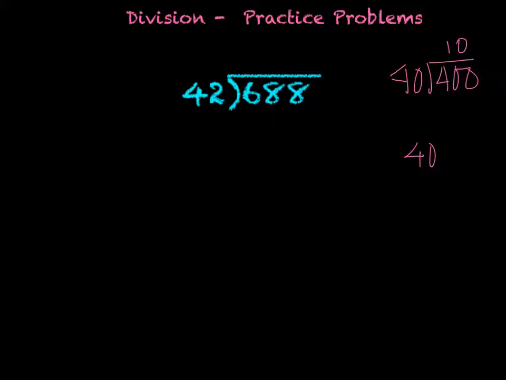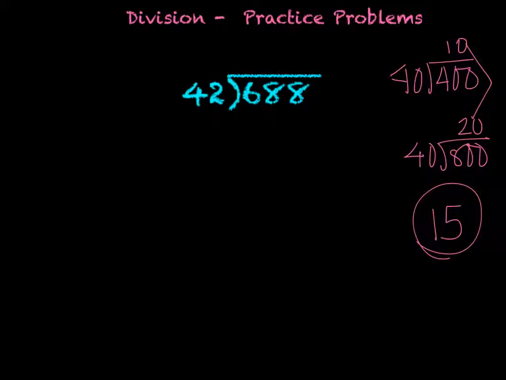And then I'm going to do 40 and 800. And that would be 20. So I'm going to pick what's between 10 and 20. And of course that is 15. So my answer is 15. I'm sorry, my estimate is 15. Okay, now I'm going to go ahead and do the problem, how I would do it.